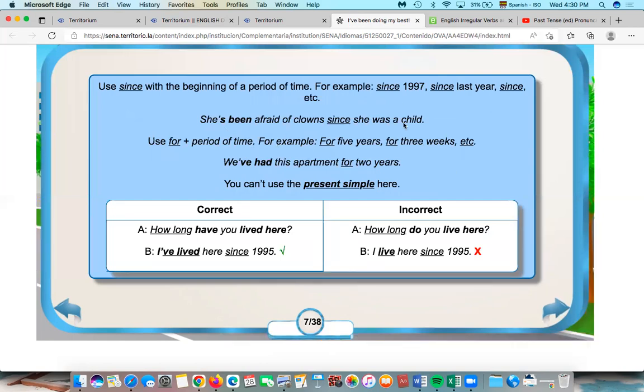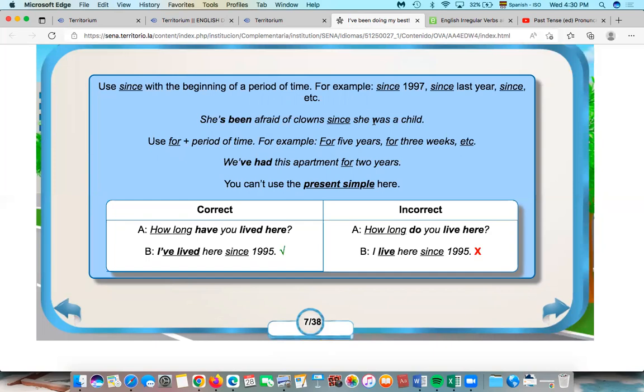So what we were saying here. So Nicolas, can you read this one, please? She's been afraid of clowns since she was a child. Okay. So remember, we use since for a specific moment. Since 1997, since last year, since she was a child.